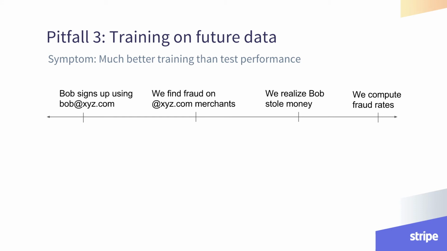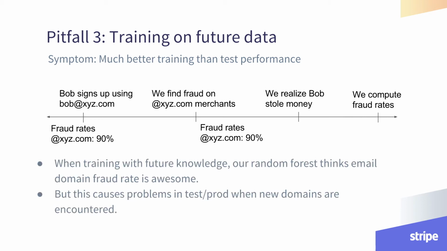So the problem was the following. Suppose some user Bob signs up in January with xyz.com, and this is the first time that we've seen xyz.com. Then later on, we find out there's fraud on xyz.com, and we realize Bob was a fraudster. And then today we compute fraud rates. Because we computed them today, the fraud that we discovered in February is incorporated in our rates. And so when we train the system, we'll give it a fraud rate of like 90% across all of time, because that's the overall fraud rate for this email domain. But now the system is over-relying on email domain fraud rates because it's getting future information.